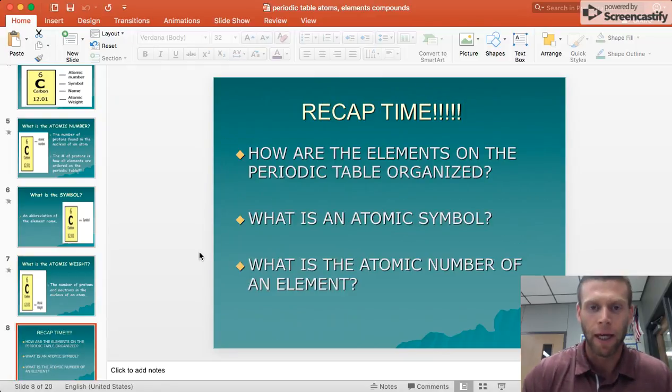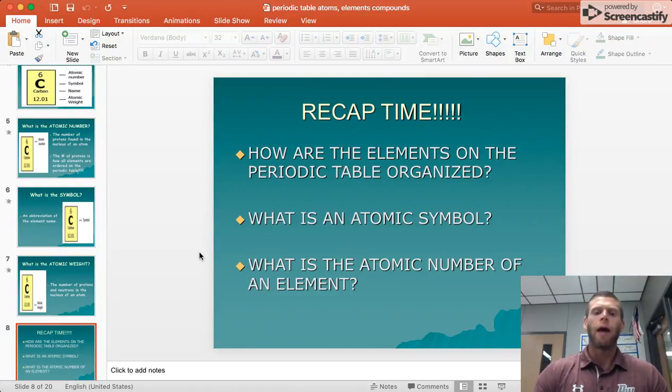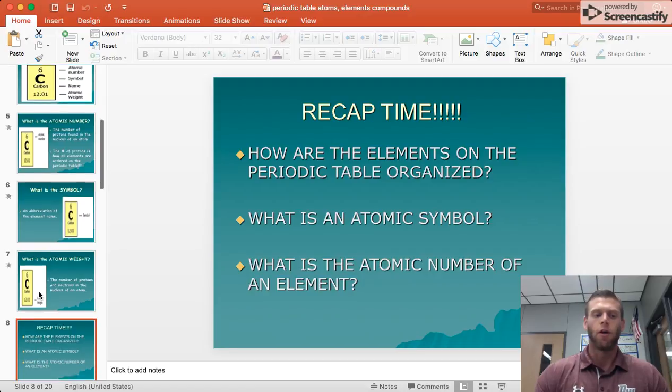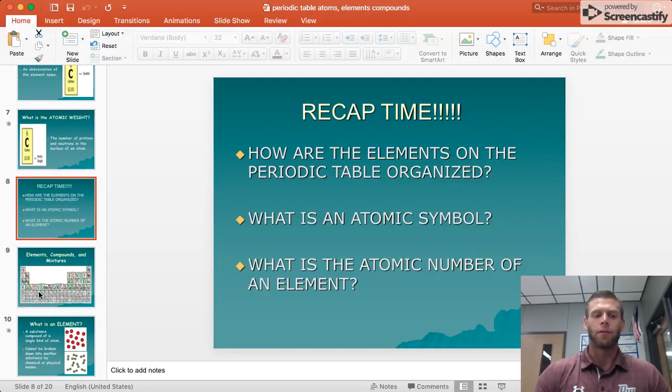Oh, it's our favorite time of the day. Recap time. Our first recap time question: how are the elements on the periodic table organized? The next question: what is an atomic symbol? And last but certainly not least, what is the atomic number of an element? What does it tell us about that element?